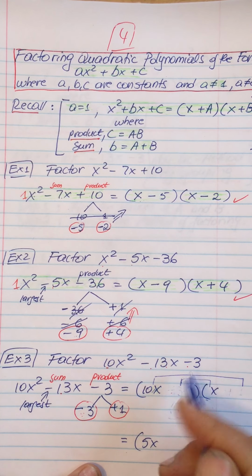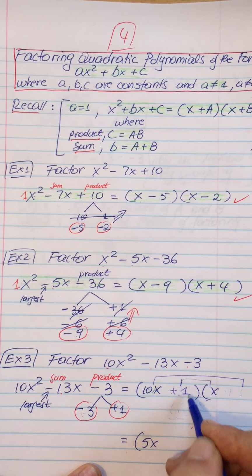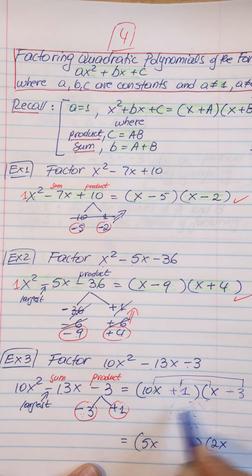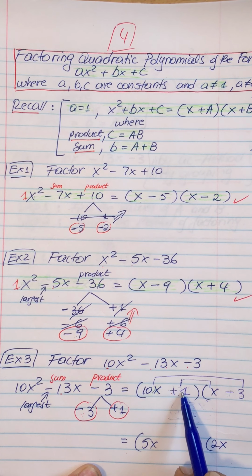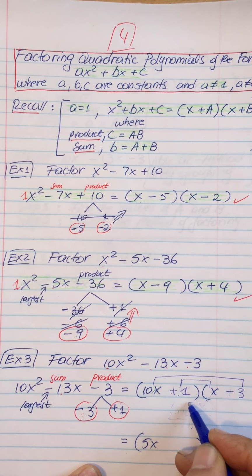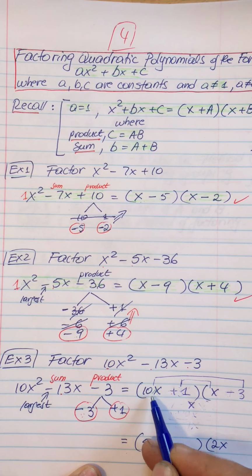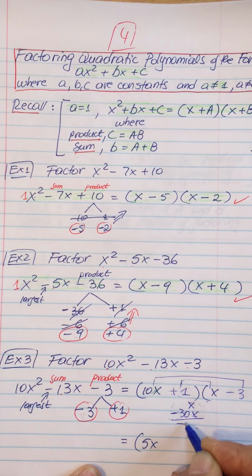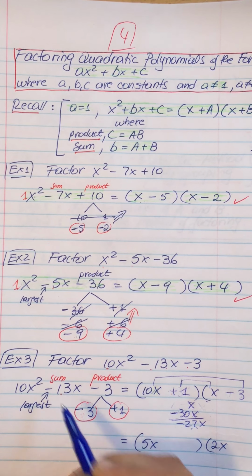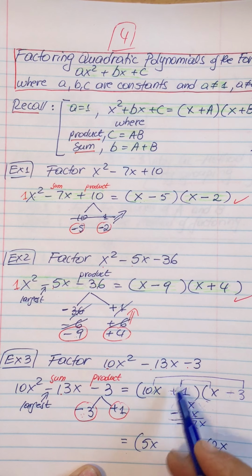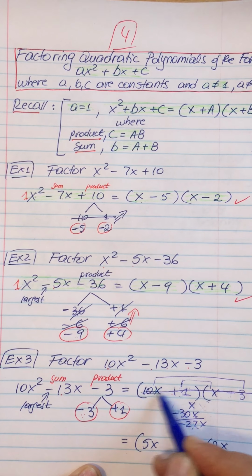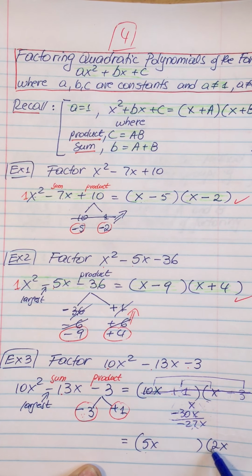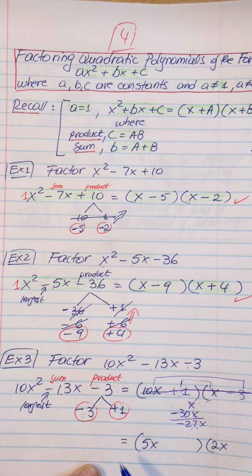So if I place here positive 1 and here negative 3, I have to check. Positive 1 times x is positive x, 1x, and 10 times negative 3 is negative 30x. So this is negative 27x, which is not the middle term. So this couple of numbers doesn't work here, and this is not our case, but it is 5x, 2x, maybe. Okay, because we have to check now, and maybe they will satisfy the middle term or not.